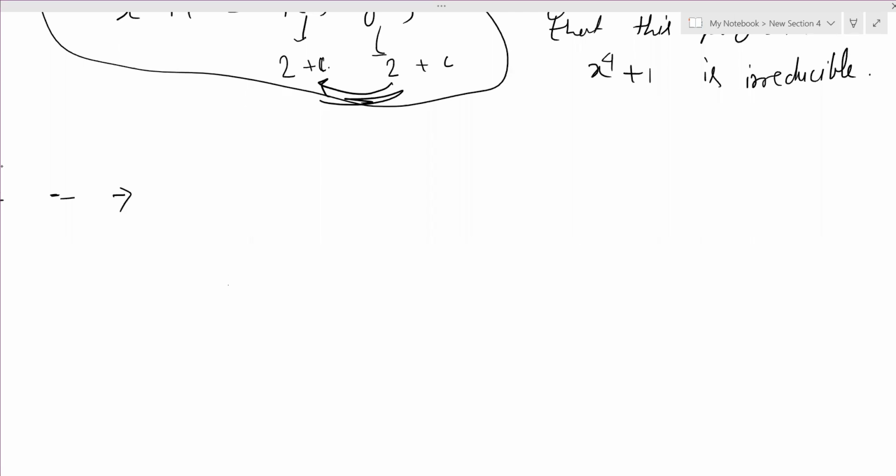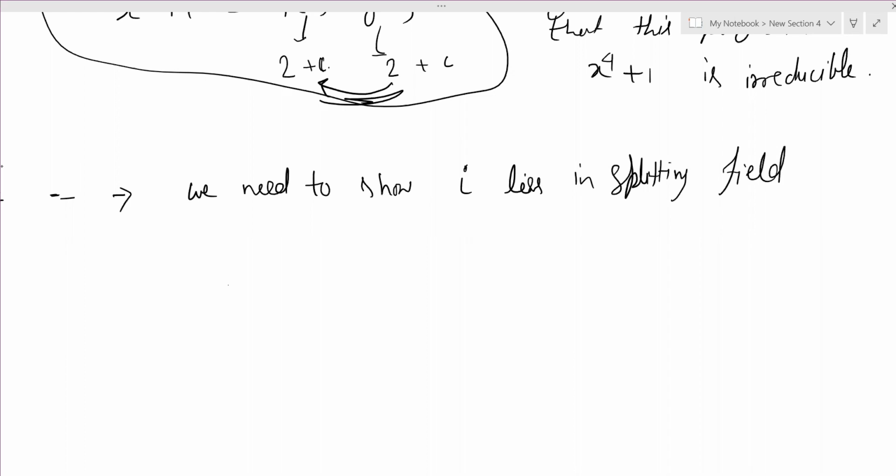Let me write. So we need to show iota lies in a splitting field of x to the power 4 plus 1. We only need to show this, right? So what is the splitting field for this one?